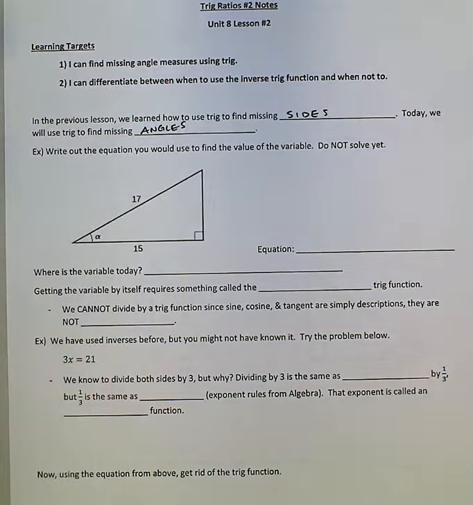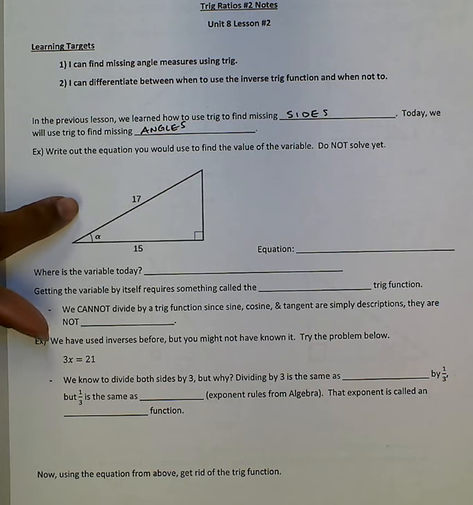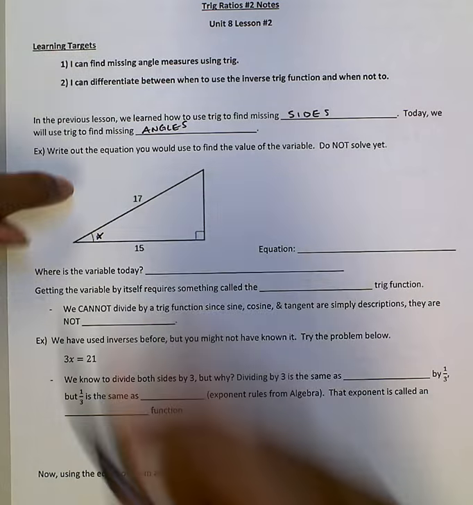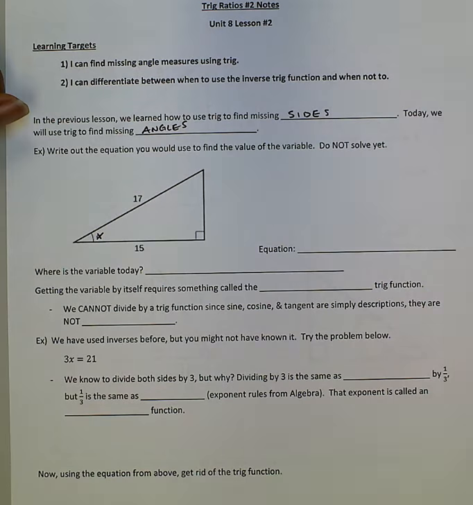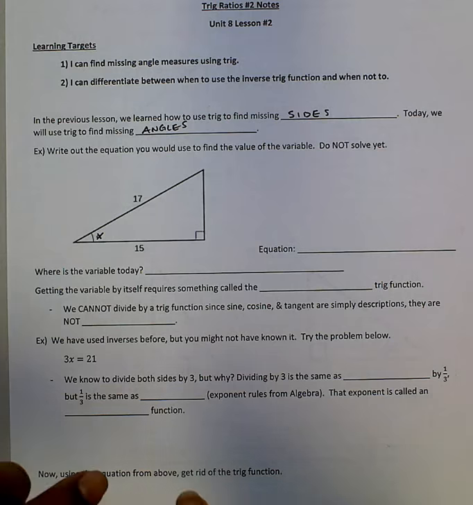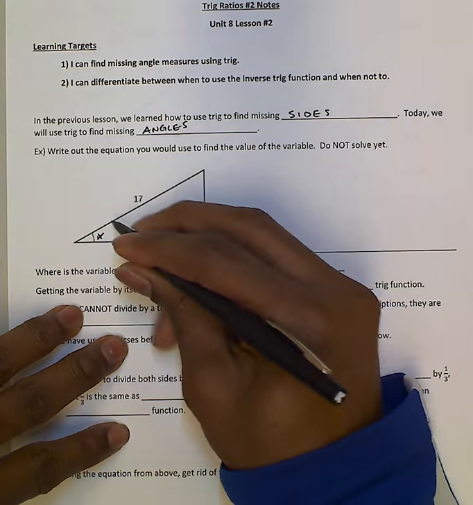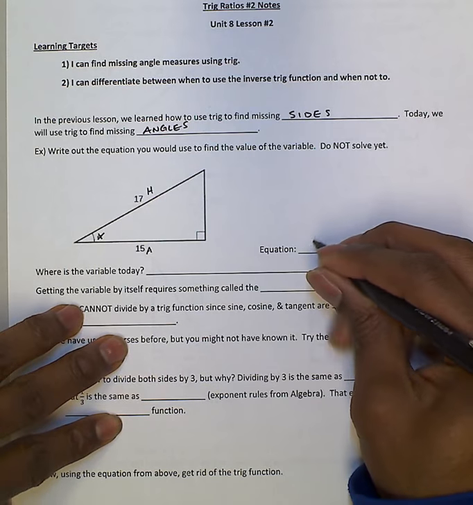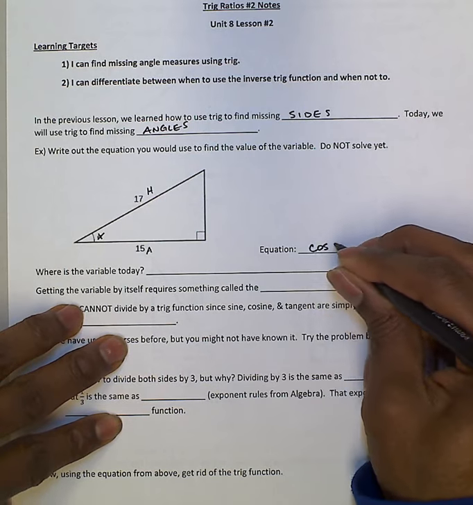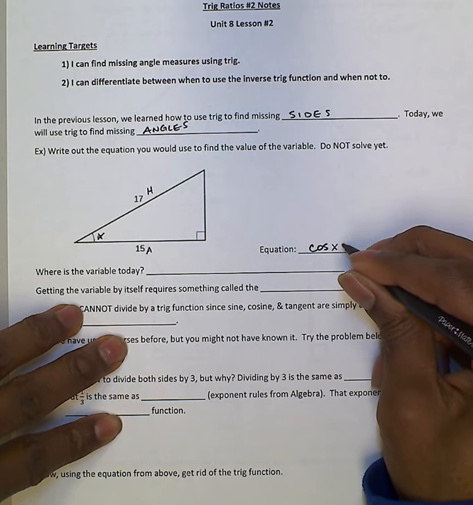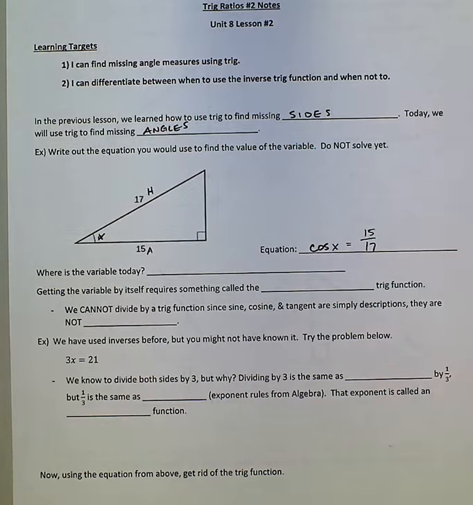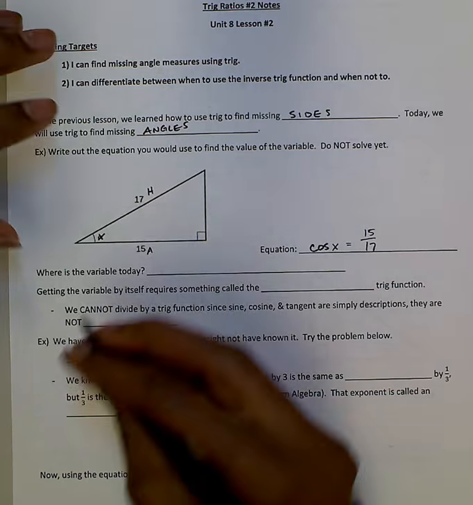Okay. So we're here and we have an unknown angle, x. We want to write the equation of this. Okay, our trig ratios are still the same. Remember SOHCAHTOA. We are given the adjacent side and the hypotenuse. And so adjacent and hypotenuse means we're going to use cosine. Our equation is going to be cosine x, because that's the angle that we're looking from, equals the adjacent 15 over the hypotenuse 17. Notice that the variable is by the trig function, by cosine.